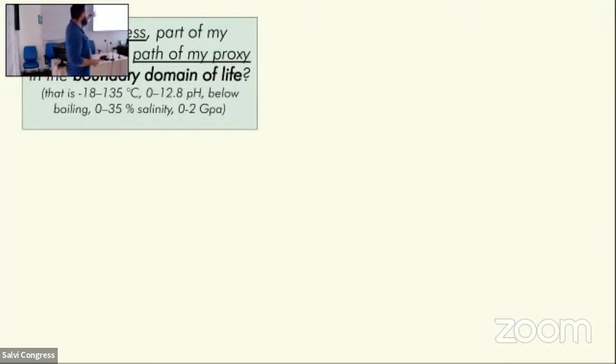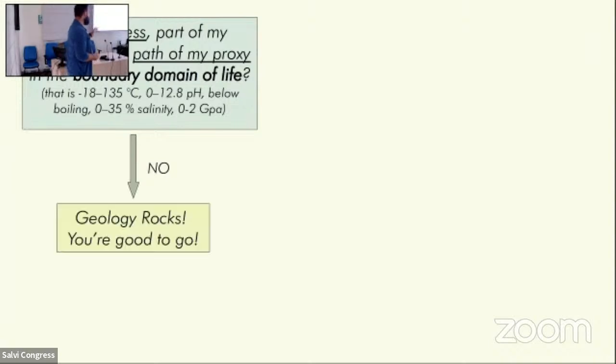So is my process, or part of my process or my proxy, in the boundary domain of life? That is -13 to plus 135 degrees, 0 to 12.8 pH, below boiling, 0 to 35% salinity, 0 to 2 GPa, and pore space. We should add that to the list. So if the answer is no, geology rocks, you're good to go. You don't care. If your process, part of your process, or any proxy you're using is passing through that domain or is present in that domain, then the answer is yes.